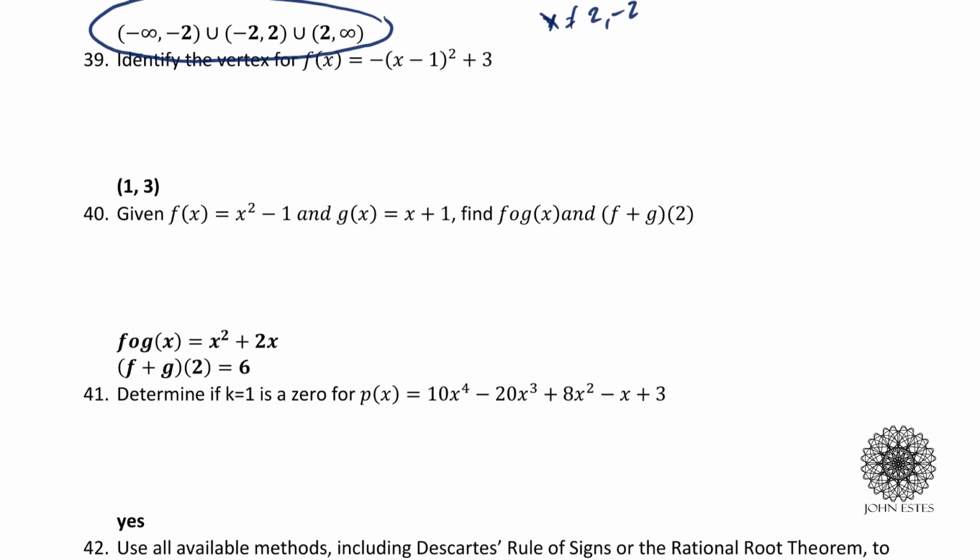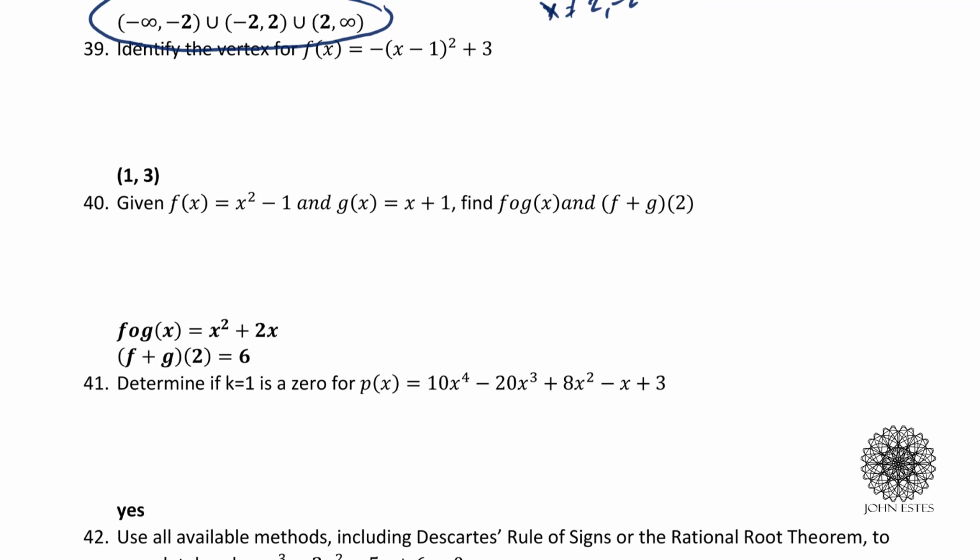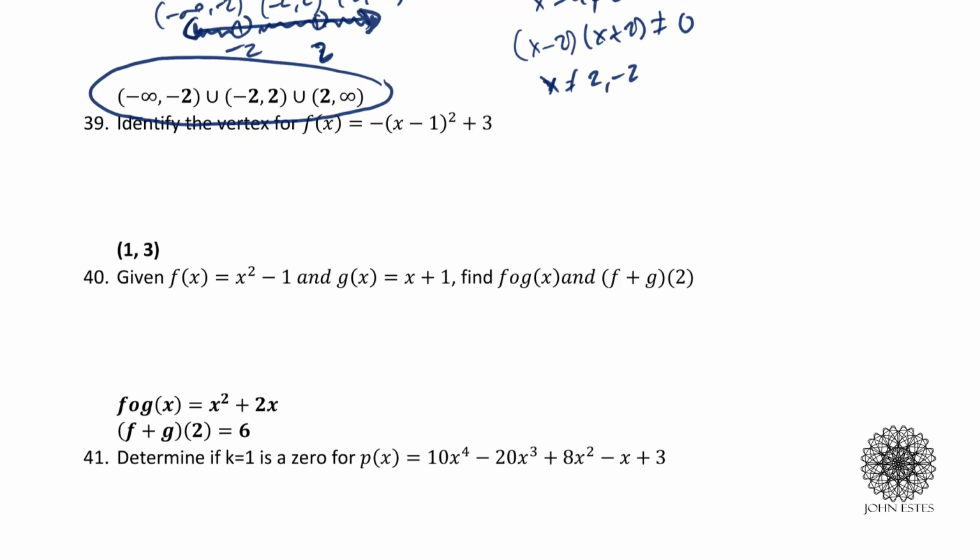Okay, now moving on to 39. I want to identify the vertex of this quadratic. Okay, well, thankfully, it's in vertex form. Vertex form, again, is f of x equals a times x minus h squared plus k. All right, and so I got those constants backwards. That's h, k. And so your vertex will be h, k. In this case, I have x minus 1, there's your h, and a plus 3 is your k, so the vertex is negative 1, 3.